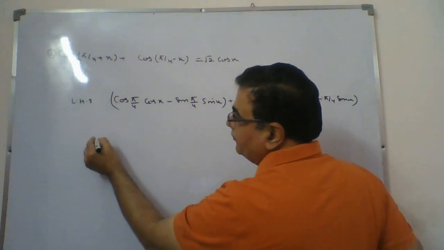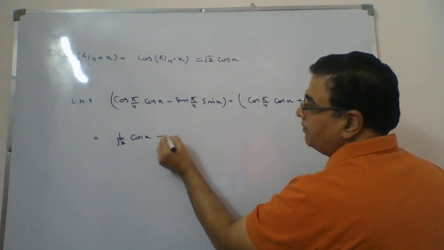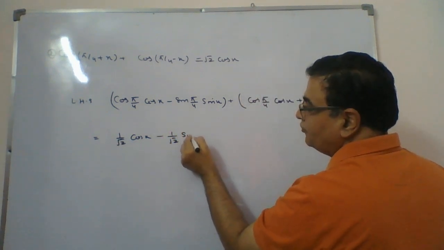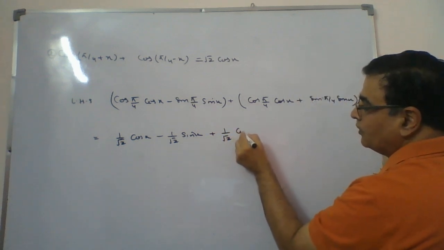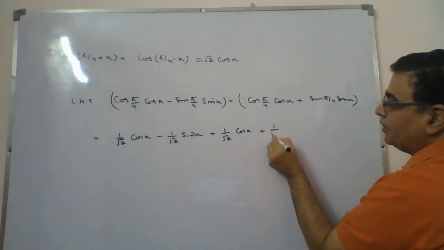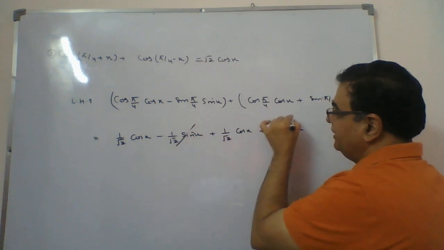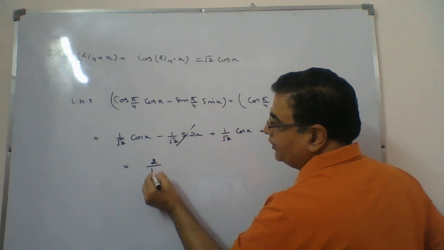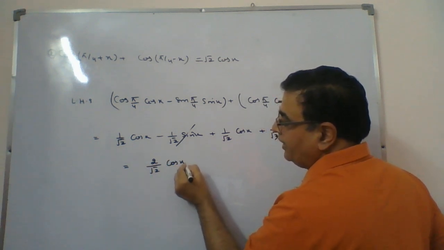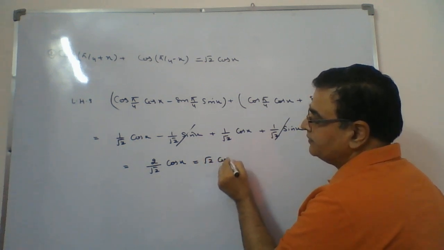Now when you solve it, it will come out to be cos pi by 4 means 1 by root 2 cos x. Then it will be minus 1 by root 2 sin of x. Then comes out to be plus 1 by root 2 cos of x. And then plus 1 by root 2 sin of x. This part clearly gets cancelled out. Then it will come out to be 2 by root 2 cos of x. And then when you solve it, it will come out to be root 2 cos x.